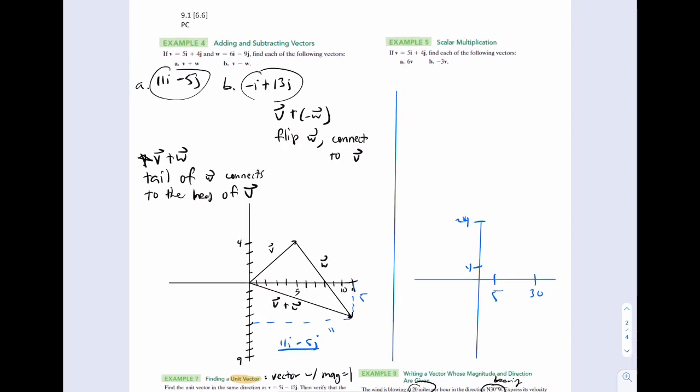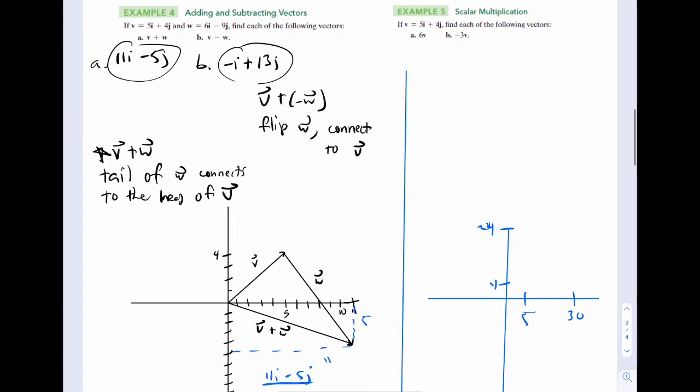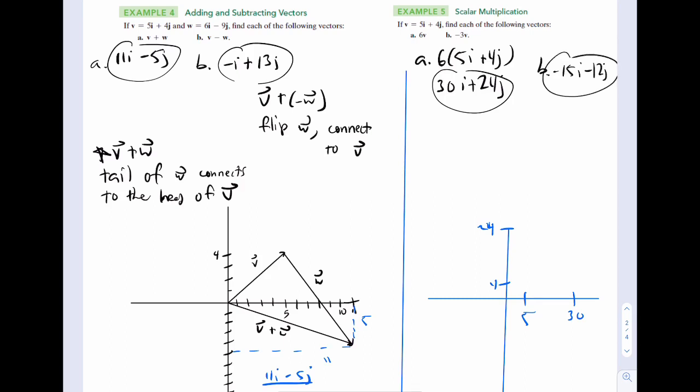So our next example is going to be scalar multiplication. So for scalar multiplication, again, it's pretty intuitive. Just do 6 times vector v, so 6 times 5i plus 4j. That would be 30i plus 24j. And for b, just multiply by negative 3, so negative 15i minus 12j. So mechanically, again, very easy.